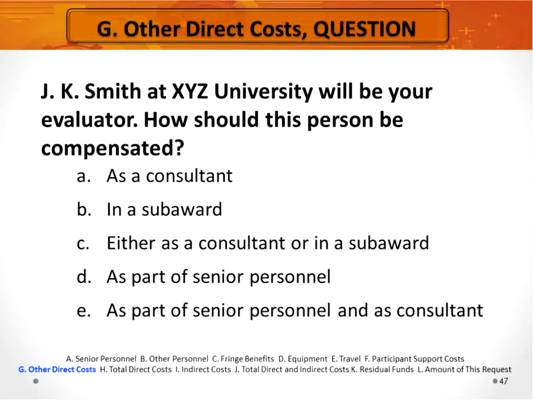At this point we'll have another poll and we'll have Celeste answer this, but I'll pose the question. J.K. Smith at XYZ University will be your evaluator, so how should this person be compensated? Where would you essentially budget them in your grant? If you wouldn't mind using your polling buttons and answer A, B, C, D, or E, and we'll ask Maytech to run the poll and give us the results, and then we'll have Celeste chime in with the answer. We still have answers coming in, so I'll give everyone a few more seconds, and then I'll post the results.